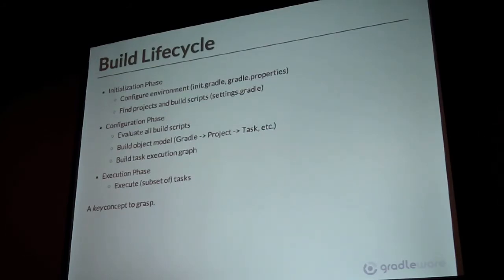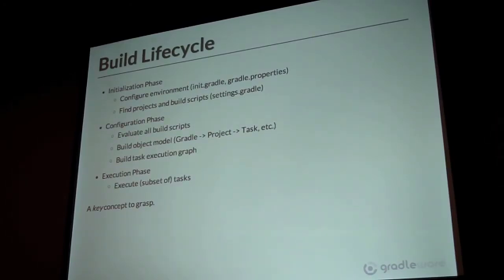And only then it transitions into the third and final phase, the execution phase, where it does the actual work. So it takes this execution plan and executes one task after another. Or if you run with the parallel mode enabled, it might run some of them in parallel, depending on whether they have dependencies or not. But only in the execution phase does it do the real work, like compiling your code, creating your archives, running your tests. All of that happens in the third phase, the execution phase.